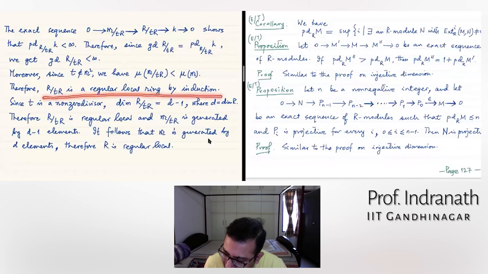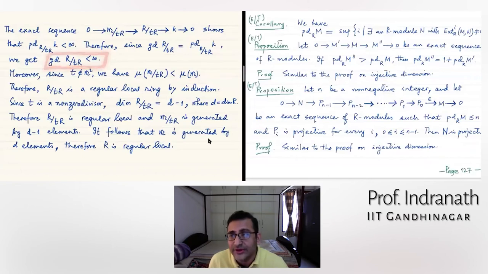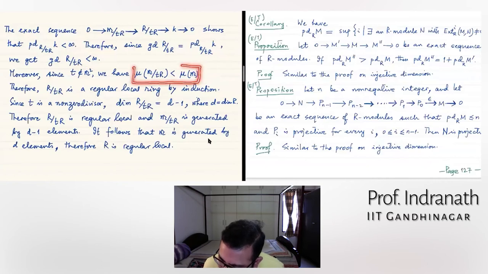So you have all the situation that you started for mu m greater than or equal to 1, you go down in the sense that you go modulo a non-zero divisor, and therefore you have the global dimension finite. And you remember what we were proving: if global dimension is finite, then we have a regular local ring. And now also, since we have mu strictly less than this because of T avoiding M square, therefore this is a regular local ring.